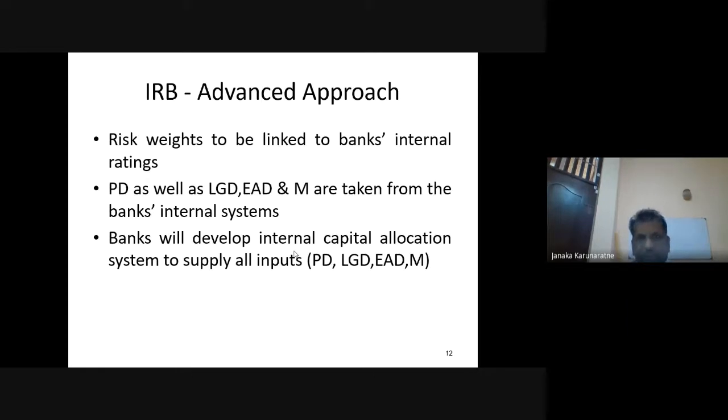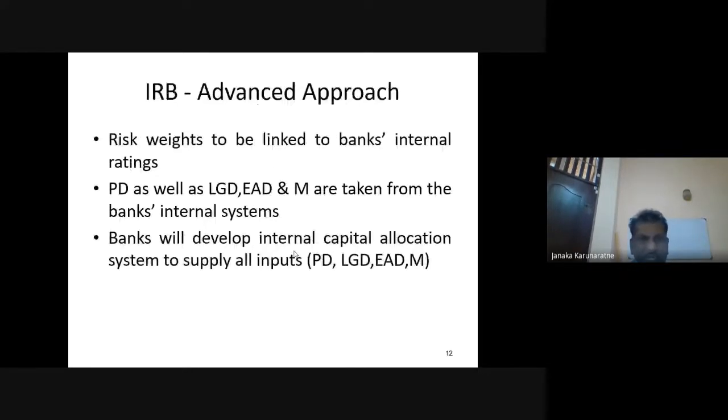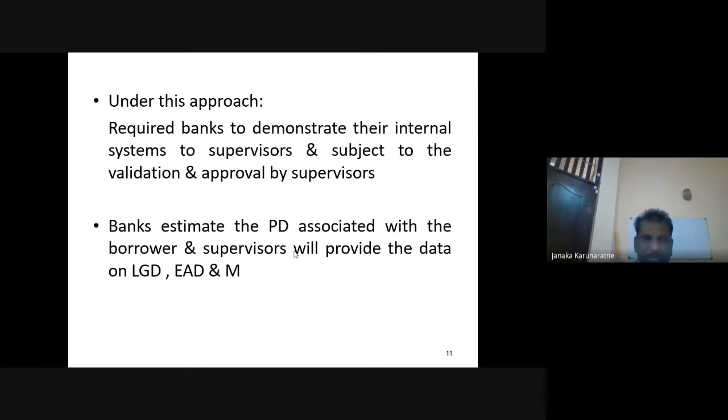Then Basel went a little beyond that, and Basel mentioned that any bank that would like to follow the IRB advanced approach can do so, subject to several conditions. Again, risk weights are to be linked to the bank's internal ratings. Again, you need to look at these 4 parameters, PD. But the important thing is, earlier, if you look at the IRB foundation approach, the bank estimates PD and supervisors will provide, right, the right numbers for the other three parameters.